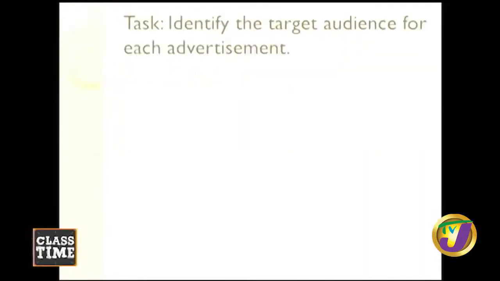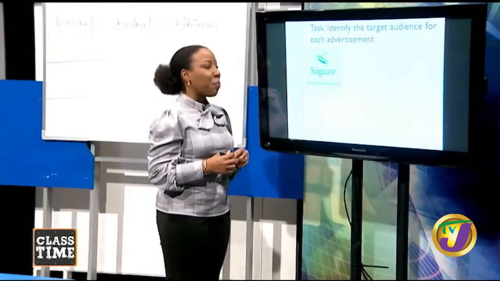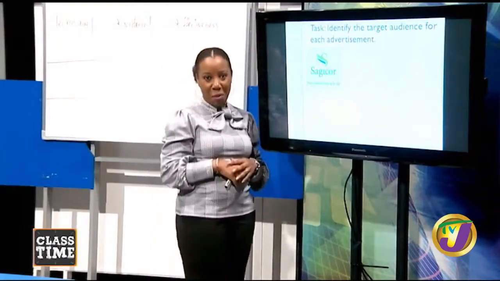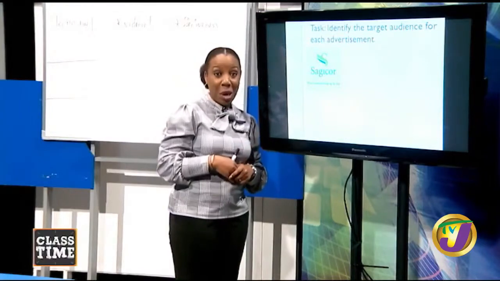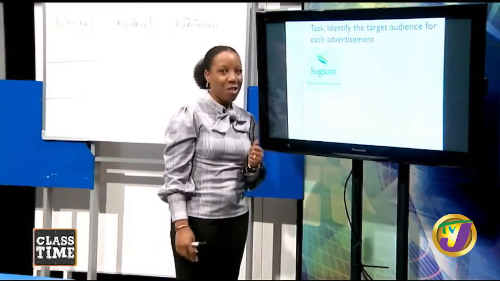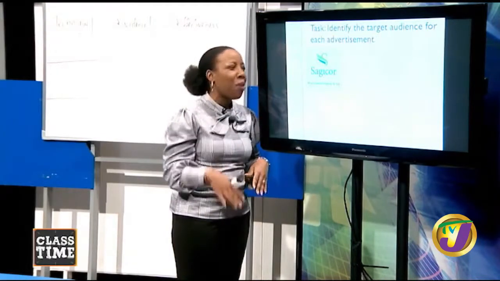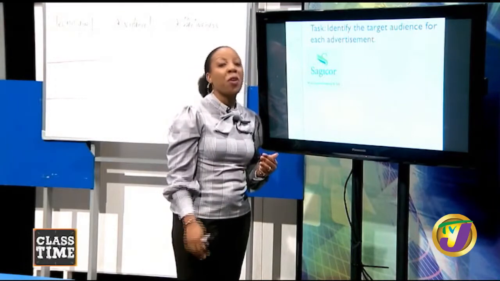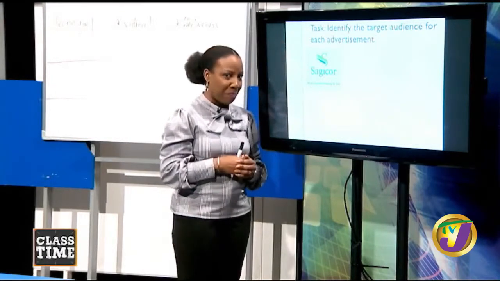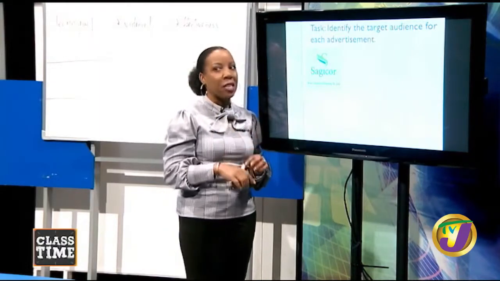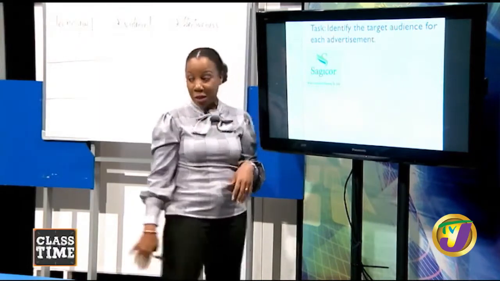Now let us practice. You're going to identify the target audience for each of the advertisements that we looked at. For Sagicor, who do you think the target audience is? If you're thinking people who want to be financially stable, people who are interested in investments, people who want a secure future, yes, you are correct. The children, sometimes students in schools, they would not necessarily be the target audience, even though there are some teenagers who are very active in investment markets. So we need to think wisely. So we cannot just say everybody for every advertisement.